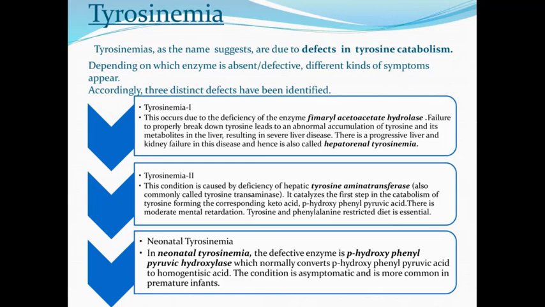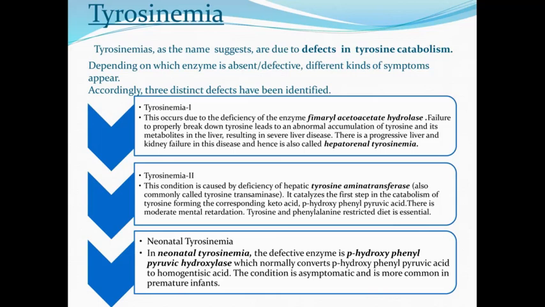Tyrosine and phenylalanine restricted diet is essential. So tyrosinemia 2 basically deals with the deficiency of hepatic tyrosine aminotransferase, which leads to moderate mental retardation, because the tyrosine and phenylalanine accumulate in your bloodstream. Now, if a patient is on a tyrosine and phenylalanine restricted diet, then it can be helpful for the patient.